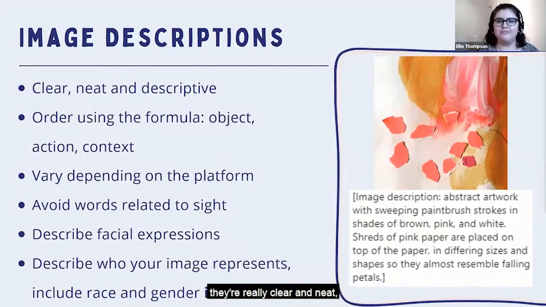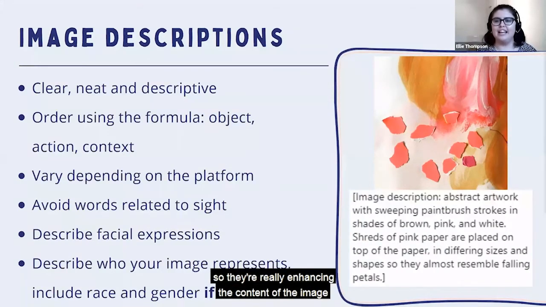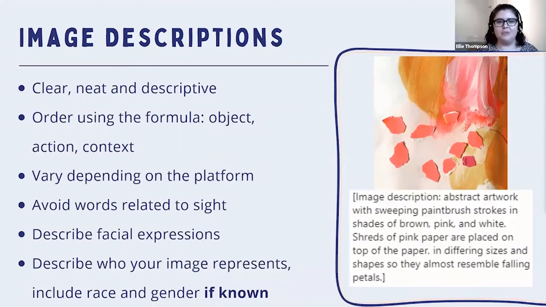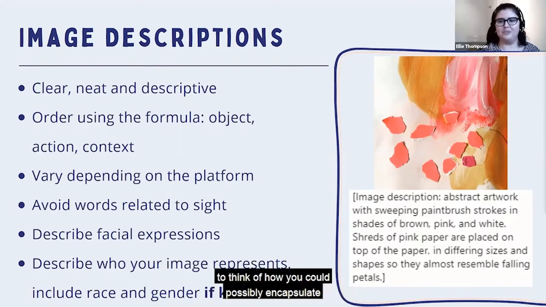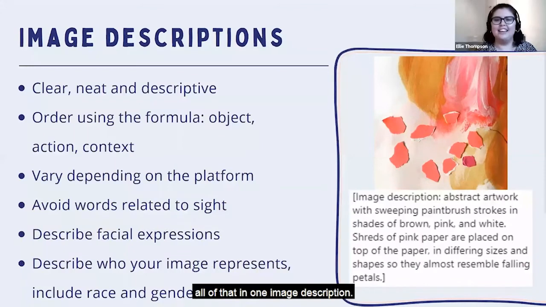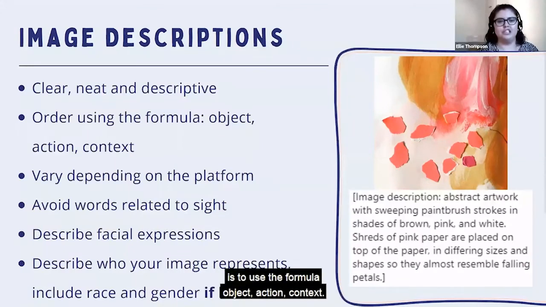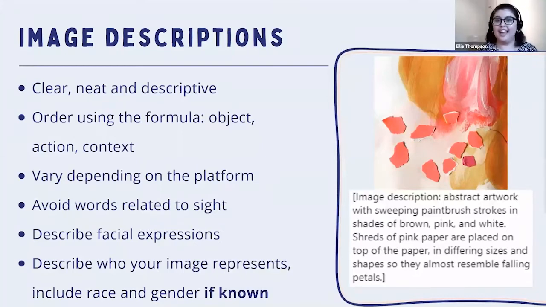So firstly, you want to make sure they're really clear and neat, and that they are descriptive, that they're really enhancing the content of the image and going through everything that's involved in that content. I know it can be a little bit overwhelming when you're looking at an image to think of how you could possibly encapsulate all of that in one image description. So a really good way to think about it is to use the formula object, action, context.